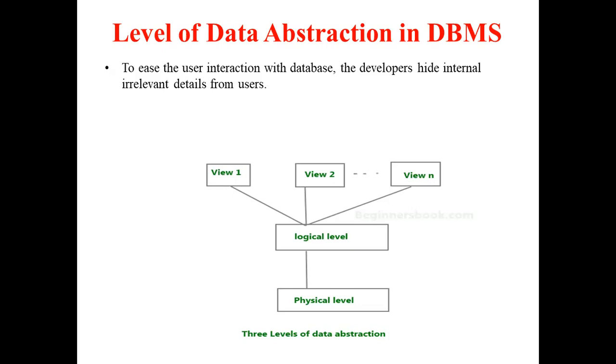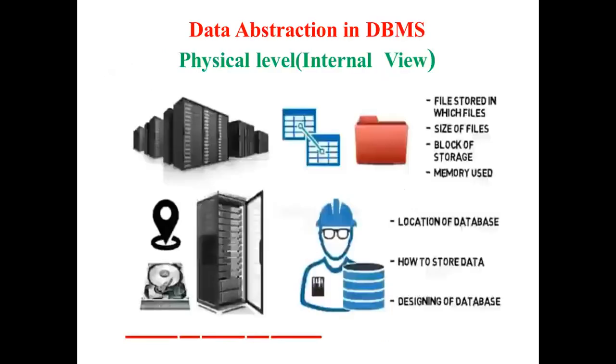To ease the user interaction with a database, the developer hides the irrelevant details from the user, which is called data abstraction. Now, how can we provide this, how are we hiding the unwanted or irrelevant details? To view this, there are three levels of data abstraction. The first one is called the physical level, another one is called the logical level, and the last one is called the view level. Now we are going to see them one by one.